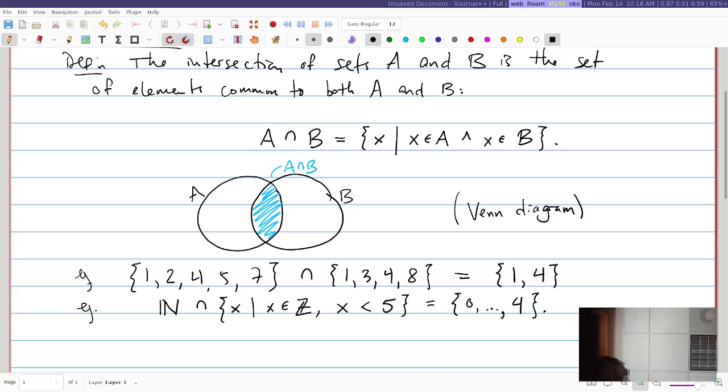So you'll see, this example shows the intersection of two infinite sets could be finite. It could also be infinite. Can anyone think of an example of two infinite sets that have an infinite intersection?